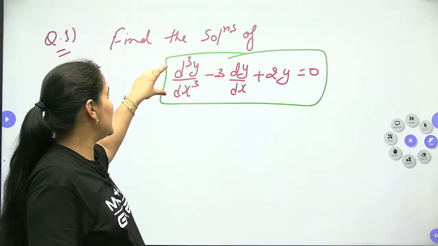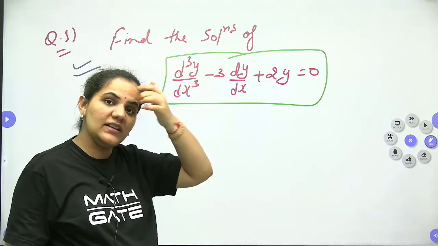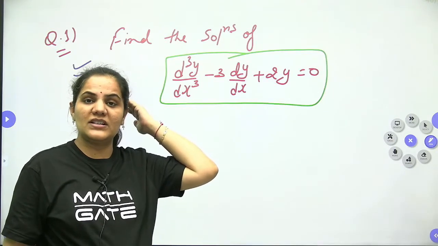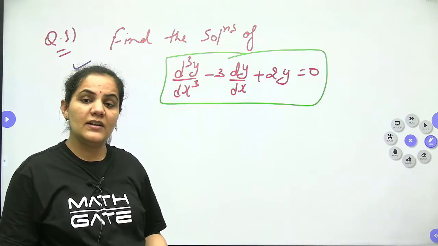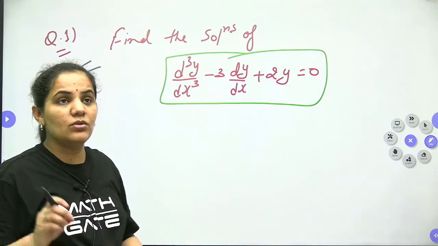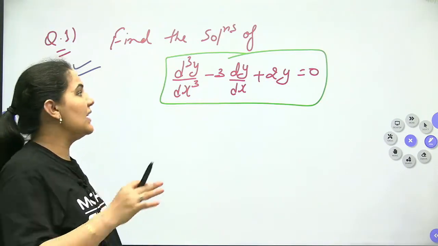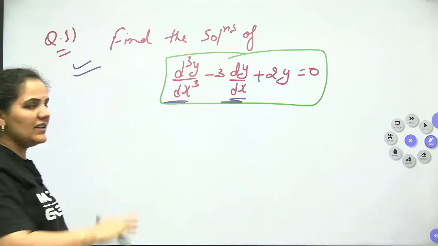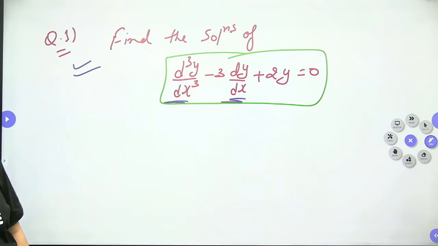Because here we can see easily that earlier, which we discussed in the CF, when we were discussing the solution of differential equations, there was not at all a differential equation whose power was 3. But here we can see the power is 3. So definitely it's a higher order differential equation.